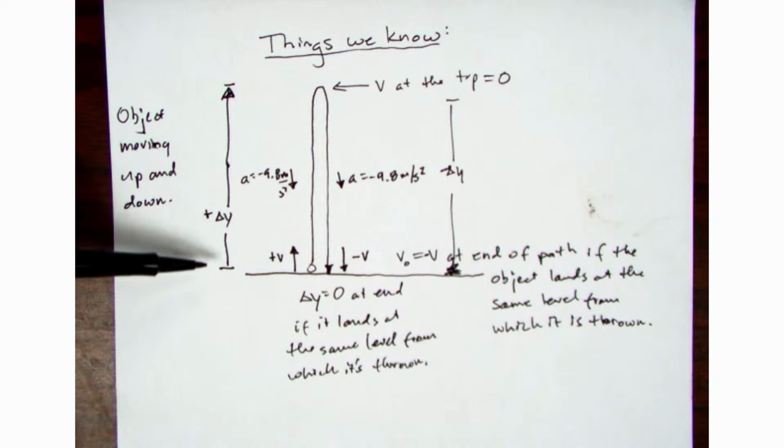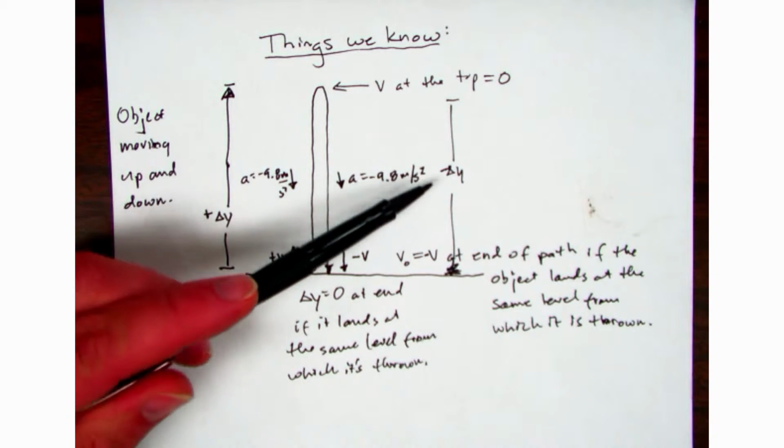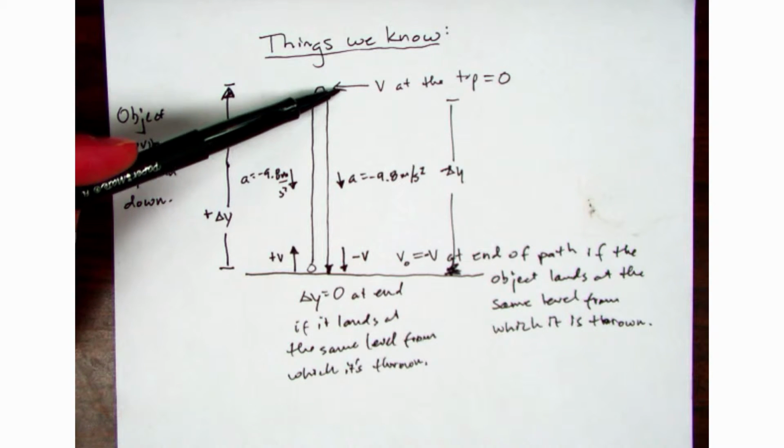Over here, we have displacement. So how high did the ball go? We refer to that as delta y. That's the displacement in the y direction. And if we're measuring from where we started to the top, that's going to be a positive delta y. But if we want to measure from the top to the bottom, that's going to be a negative delta y because that displacement is going downward.